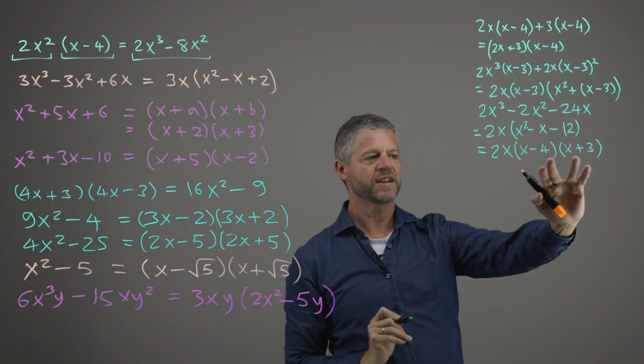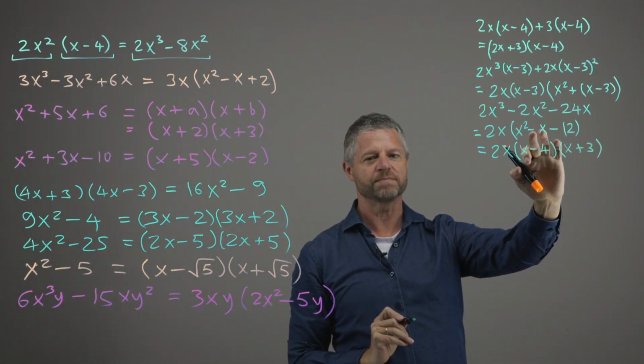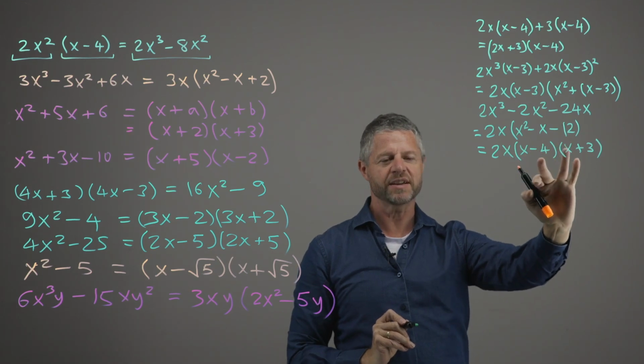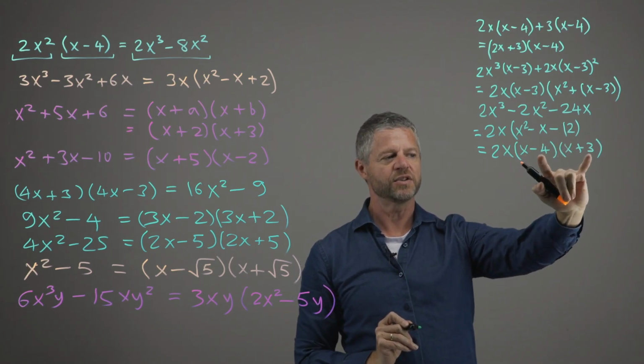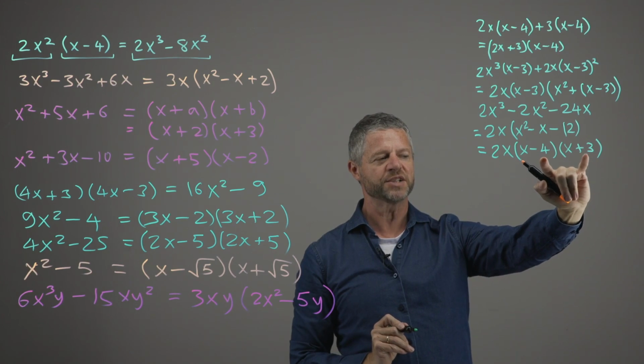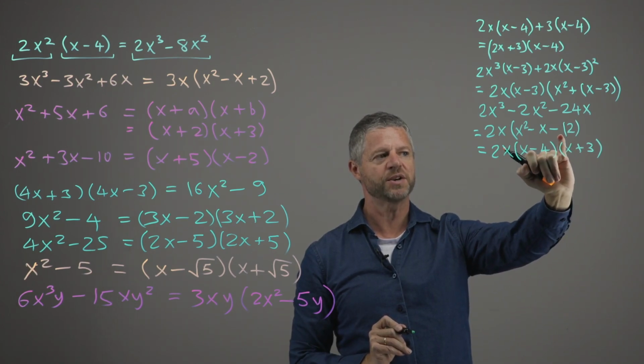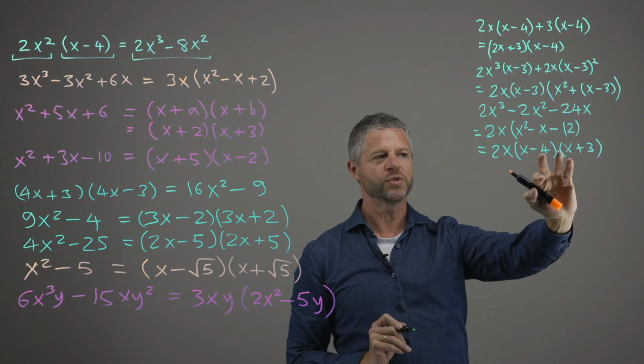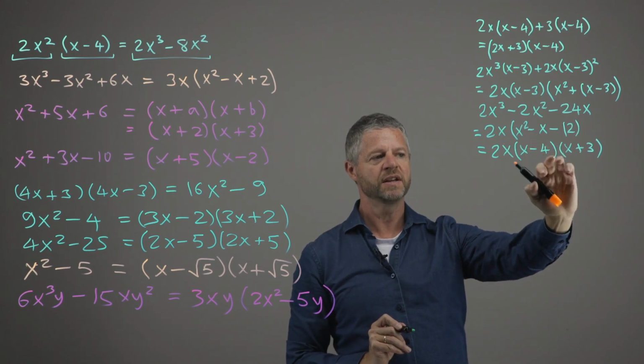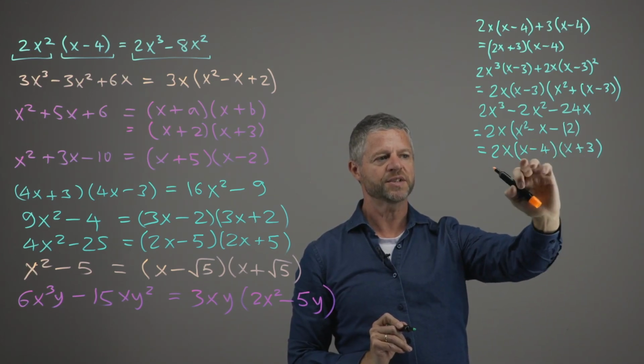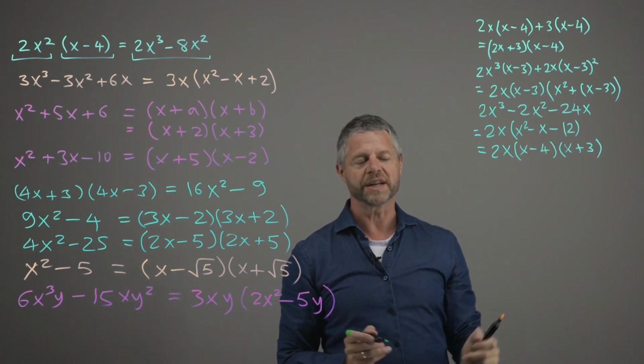And just check. Anytime you factor a quadratic, always check that you've done it correctly. So for the constant term, I've got minus 4 times plus 3, which should be minus 12. And then for the x term, I've got minus 4x plus 3x, which does give me minus x.